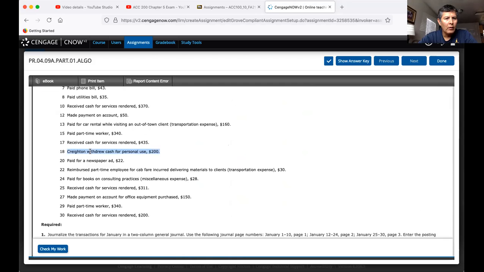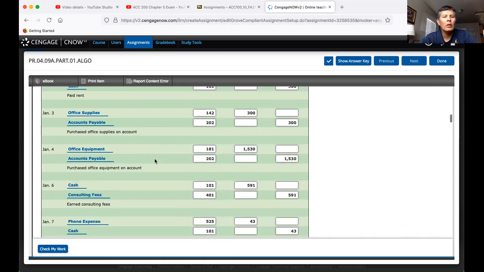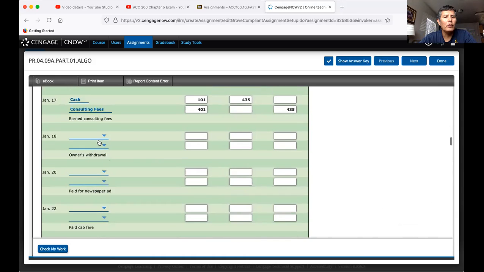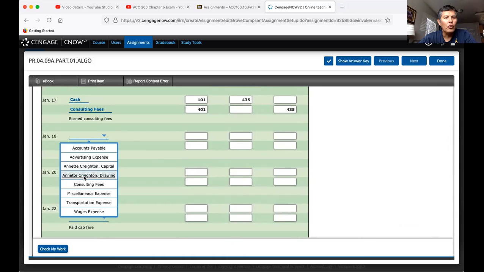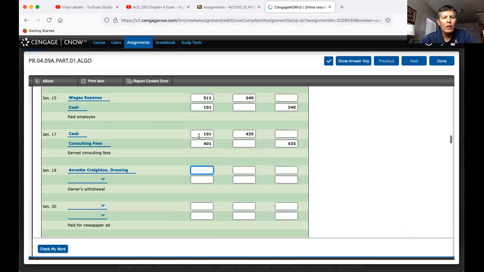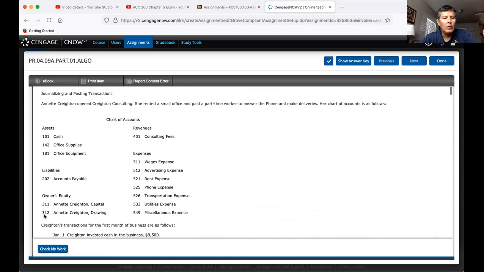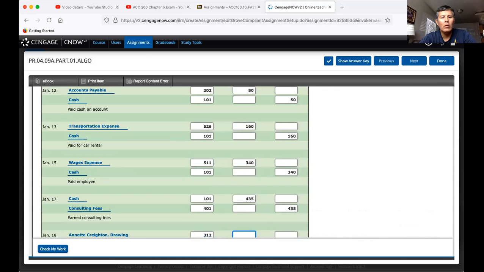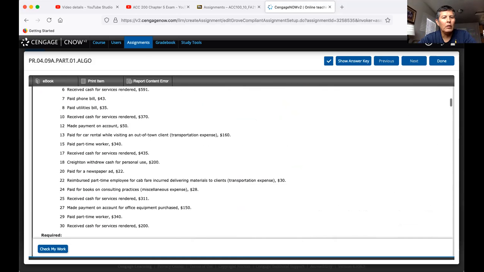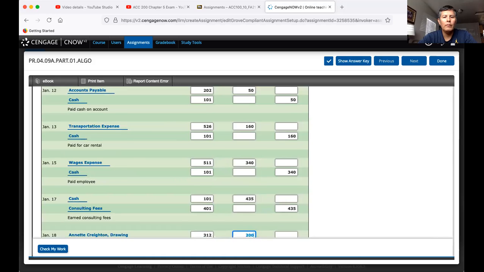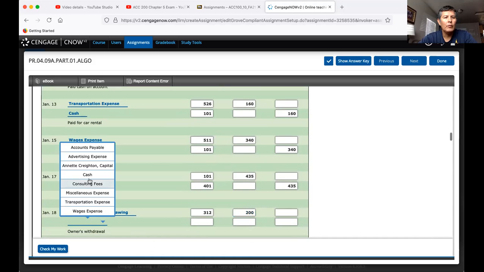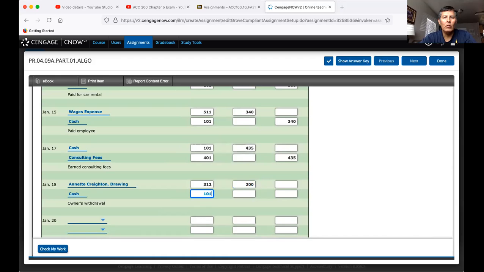All right, so right here on the 18th, Creighton withdrew cash for personal use. This is called a draw. It's for $200. Draw for $200, okay? So we're gonna go to drawing. What was the account number for drawing? Okay, it's going to be 312. I think it was $200. Now keep in mind, this comes from cash. 101 account for $200.